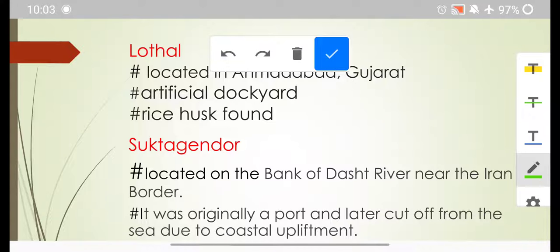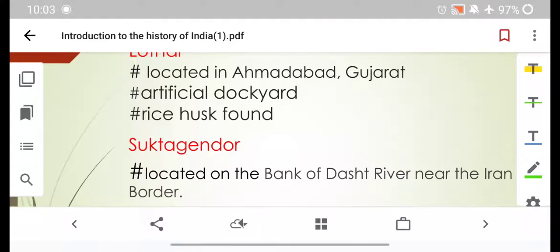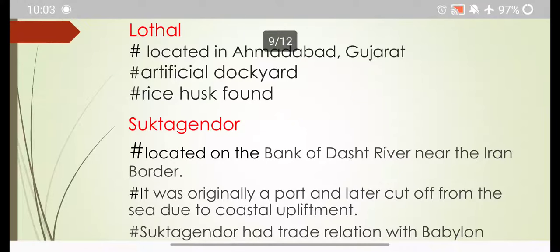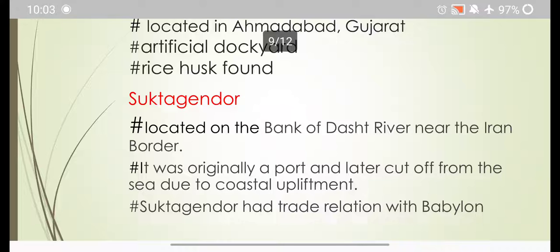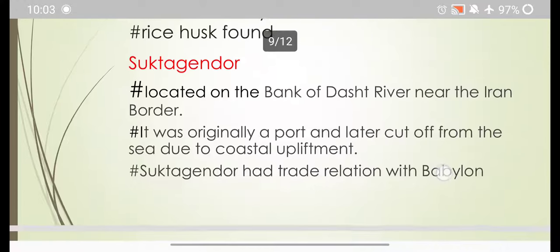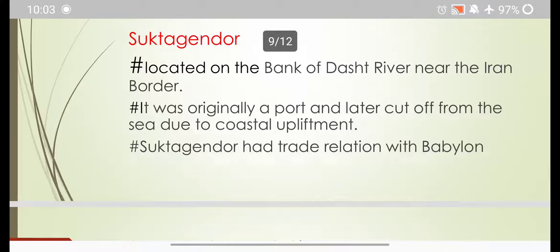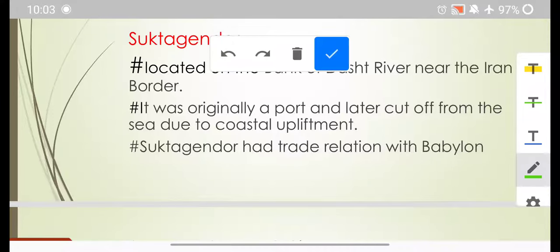In Lothal, we will find rice husks also. Suttagendor is a dusty river area on the Iran border. It is a port as well, and because of upliftment of the coastal plains, it was cut off from the sea. Means in the later part, because of coastal upliftment, this Suttagendor was no more a port.